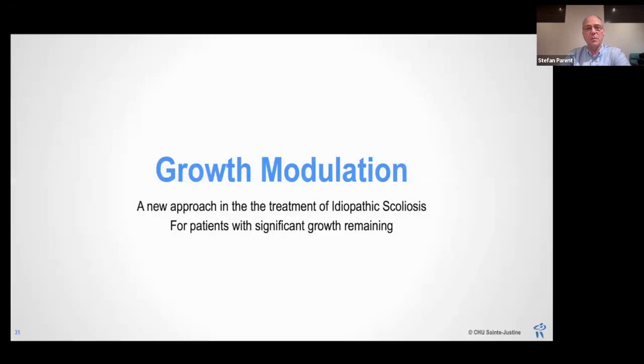So now on to growth modulation. I did write there that it's a new approach. It's an approach that we've been practicing for the past 10 years. Feroz has done the first case in Canada. I was a short time after that.